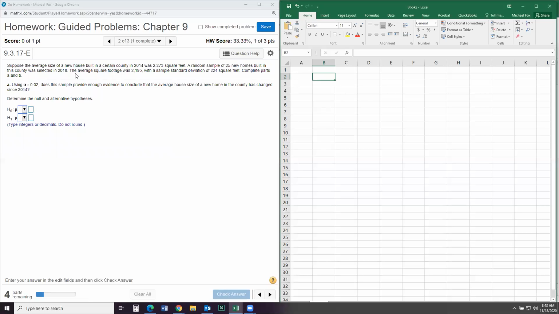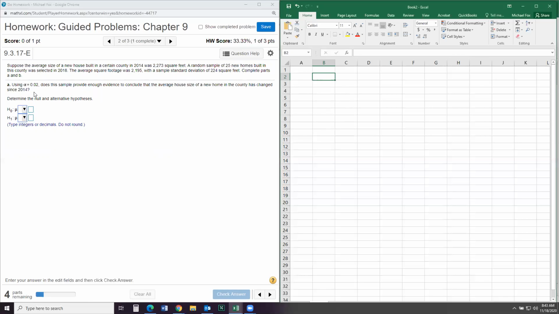So suppose the average size of a new house built in a certain county was 2,273 square feet. A random sample of 25 new homes built in this county was selected in 2018. The average square footage was 2,195. Sample standard deviation is 224, complete parts A and B.